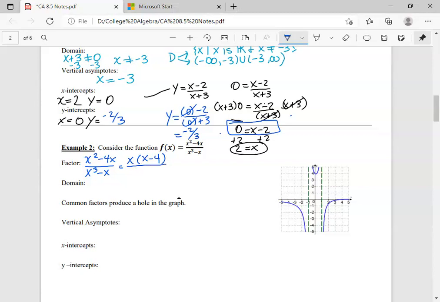On the bottom, I can take an x out of that as well. If I take an x out of x to the third, I have x squared. If I take an x out of negative x, I have just negative 1. And actually, I can keep going on the bottom with factoring because x squared minus 1 is the difference of squares. We've talked about this a bunch. x minus 1 times x plus 1.